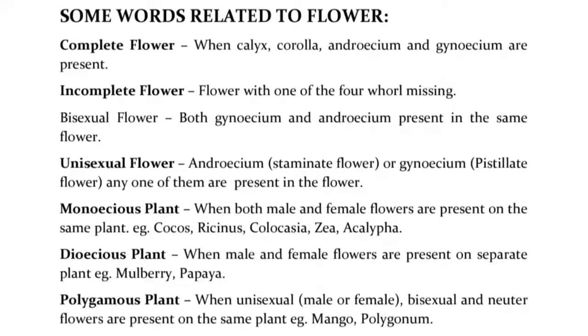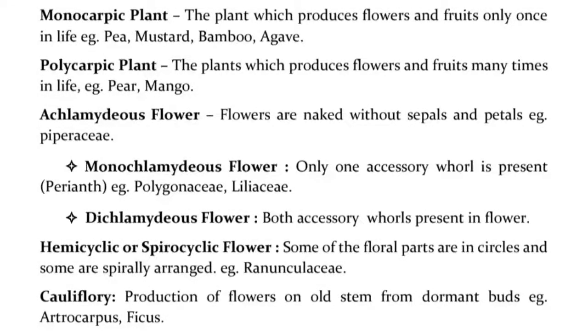mango, polygonum. Monocarpic plant, the plant which produces flowers and fruits only once in life, e.g. pea, mustard, bamboo, agave. Polycarpic plant, the plants which produce flowers and fruits many times in life, e.g. pear, mango. Achlamydeous flower, flowers are naked without sepals and petals, e.g.